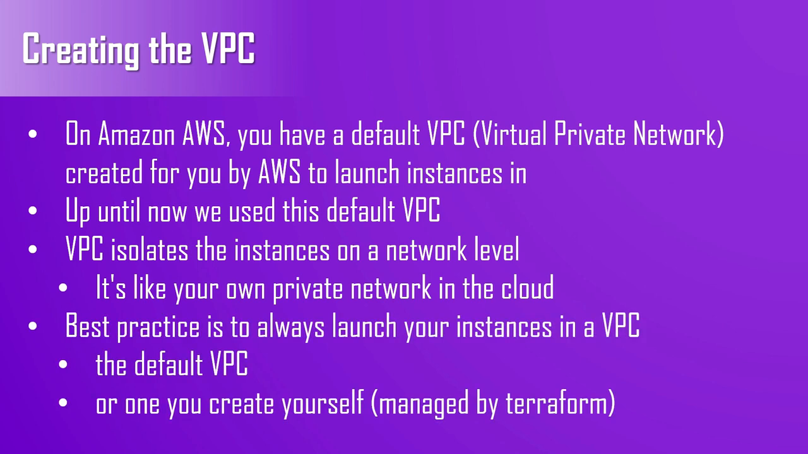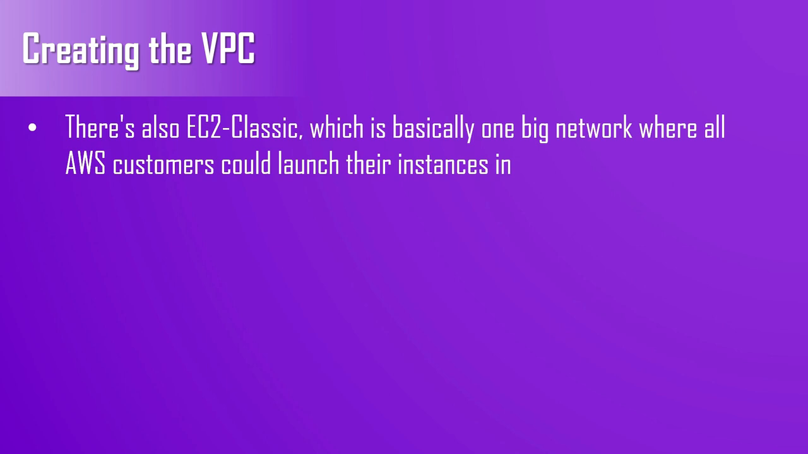Best practice is to always launch instances in a VPC. You can do that in a default VPC, or one you create yourself. One managed by Terraform is the best choice. There's also EC2 Classic, which is basically one big network where AWS customers could launch their instances in. Nowadays, it is best practice to launch everything in a VPC.